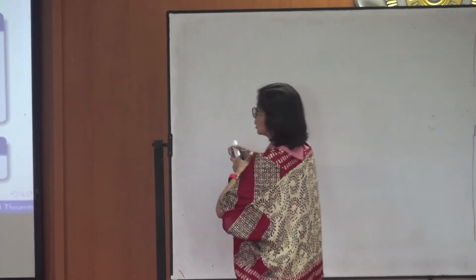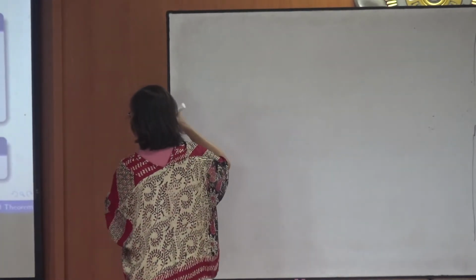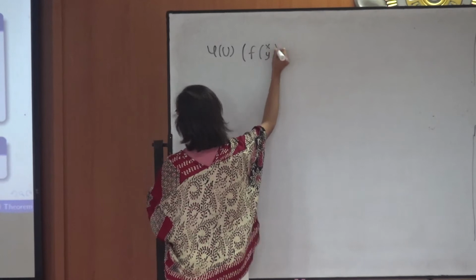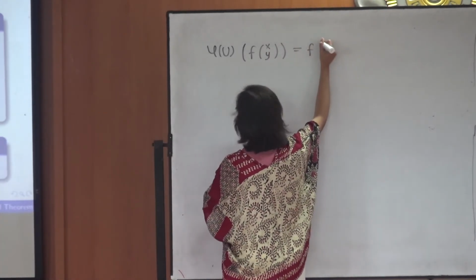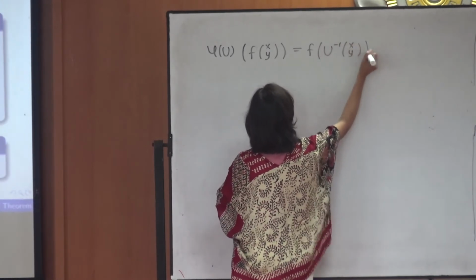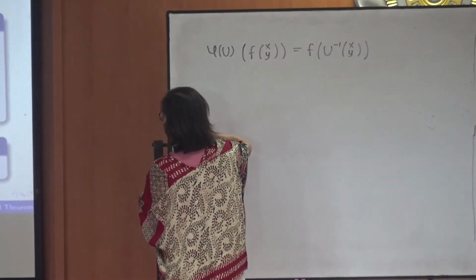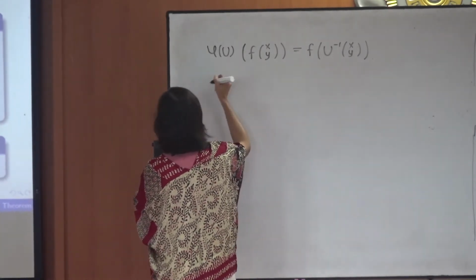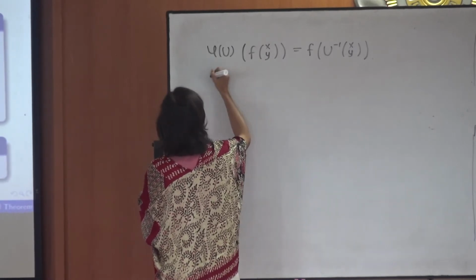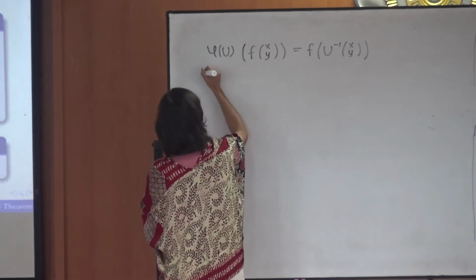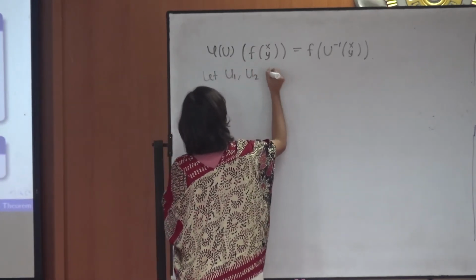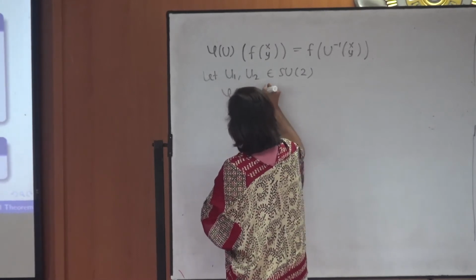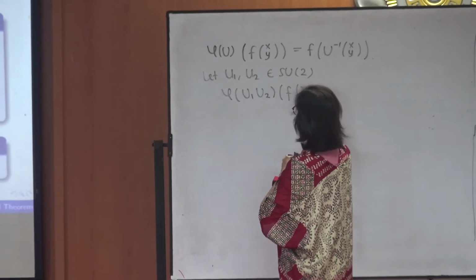So basically, we will show that this is a morphism of groups. This is the definition. And you take two elements U1 and U2, and you compute the phi of U1, U2. You should get a new pass.